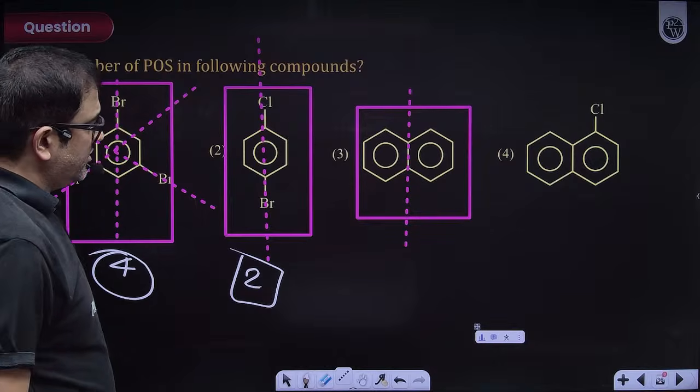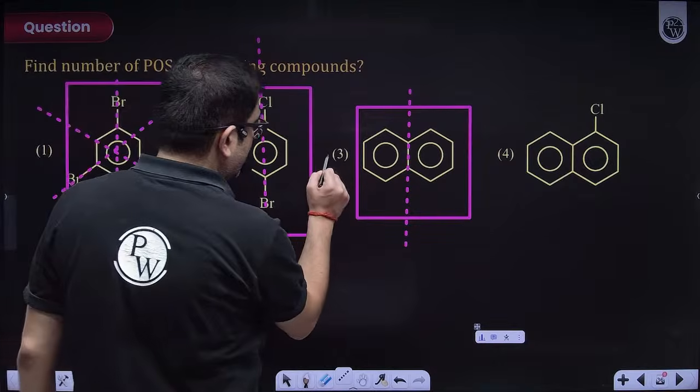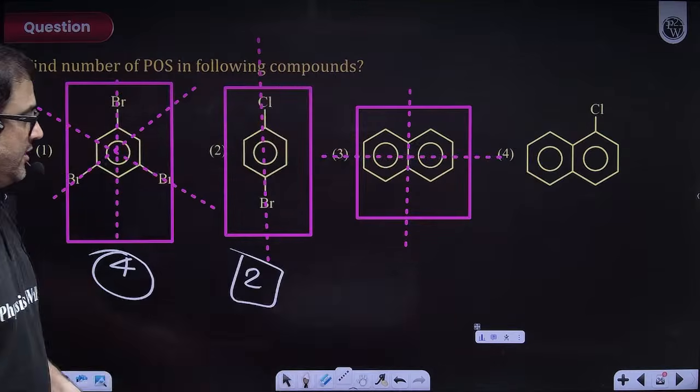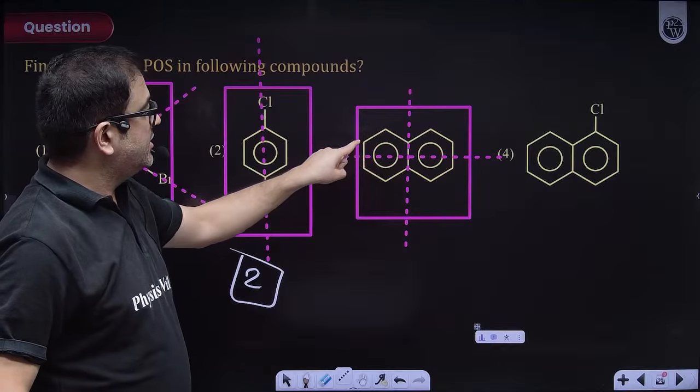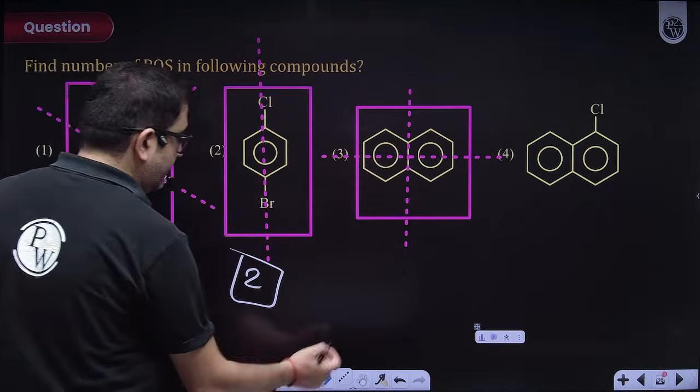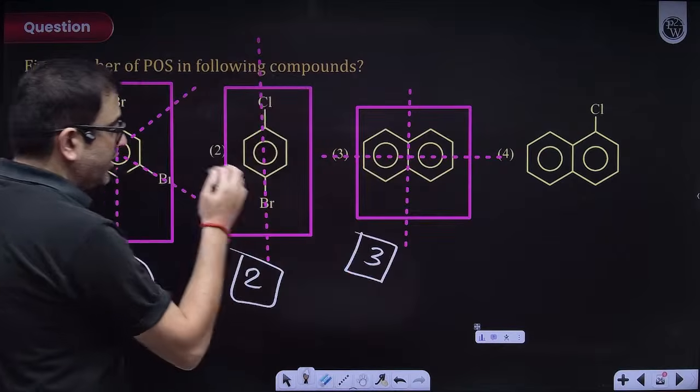Sir, but one more, sir. You know what? If you just cut it through this horizontal center, the top also has these carbons and this also has these carbons. So this is having 3. You will not find any else.